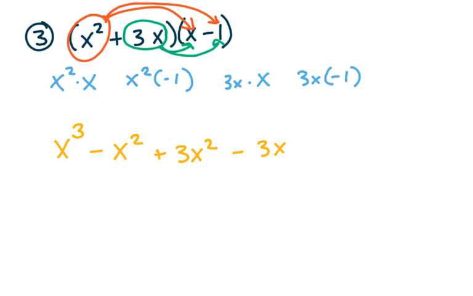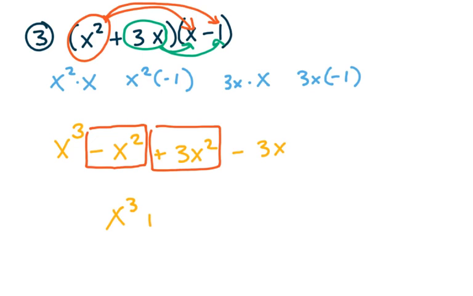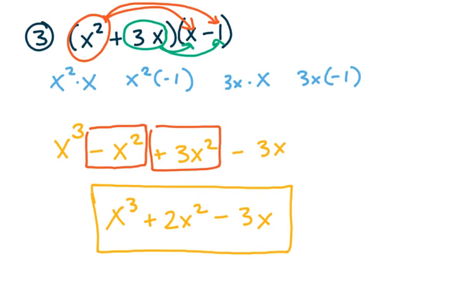From here, I'm looking to combine my like terms. So I have only 1 x cubed, but I do have 2 x squareds that need to be combined here. And then I have an x term all by itself. So my final solution, written in standard form with exponents from largest to smallest, will be x cubed. And when I combine my negative x squared and my plus 3x squared, that's going to give me plus 2x squared minus 3x. So x cubed plus 2x squared minus 3x would be my final solution.